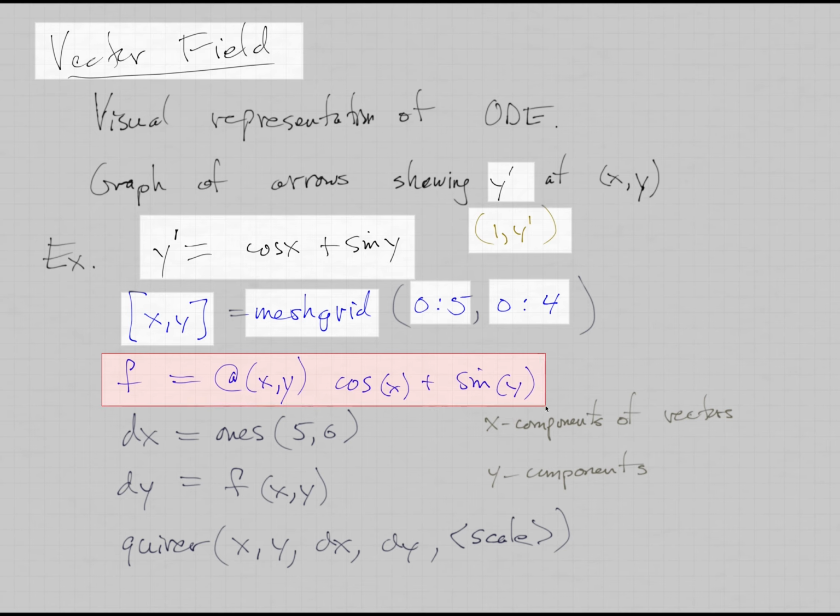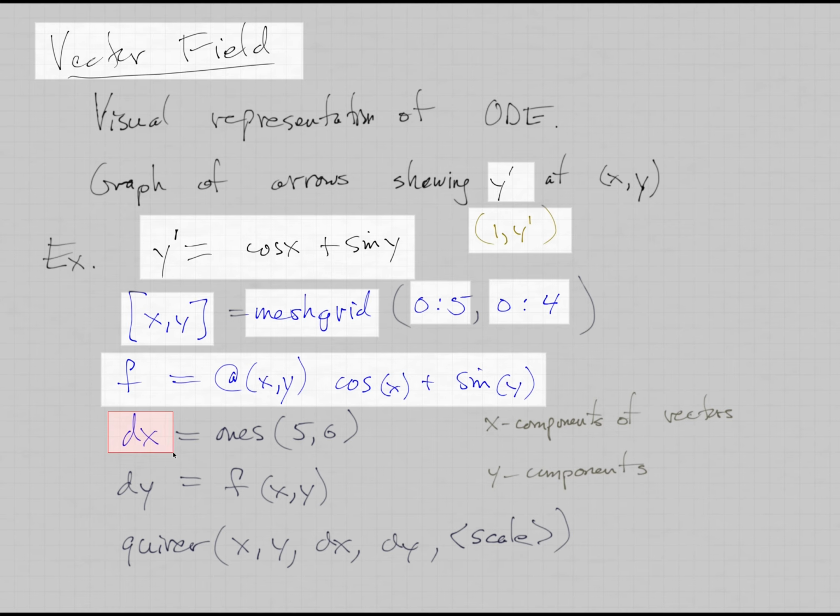Then I'm going to define the function f. By the way, you're going to want to make sure that the function f can handle vector inputs. I didn't have to do anything special here because cosine and sine already handle vector inputs. And the plus sign automatically will handle adding matrices or vectors of the same dimension. But in other cases, with a more complicated looking function, you might have to put some dots in there, like dot times or dot power, to make sure that it's able to work with vectors.